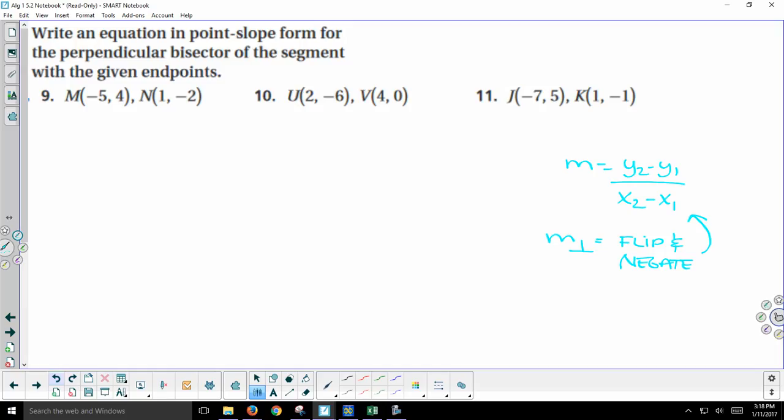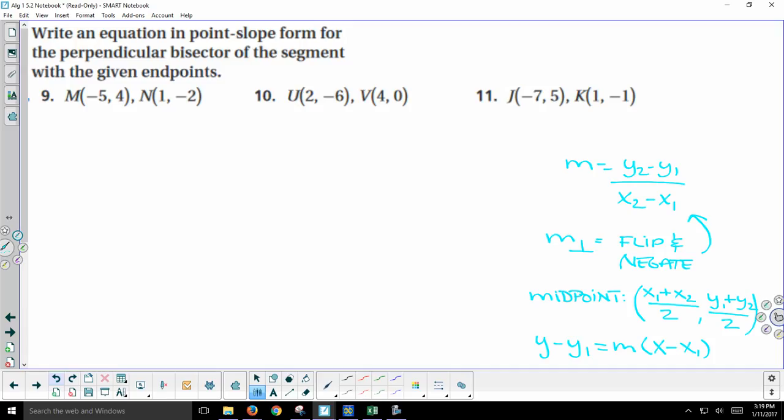I need to find the midpoint, so let's write down the midpoint formula. The midpoint happens at the average of the x values and the average of the y values. So the midpoint happens at x1 plus x2 divided by 2, and y1 plus y2 divided by 2. And the first thing the question says is write an equation in point-slope form. Point-slope form, as a reminder, is y minus y1 equals m times the quantity of x minus x1. So that's all the information that I need for this particular problem.